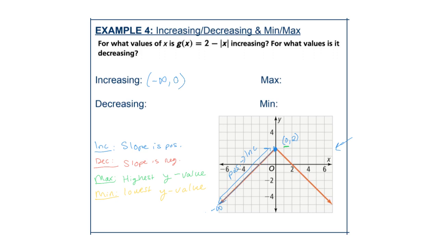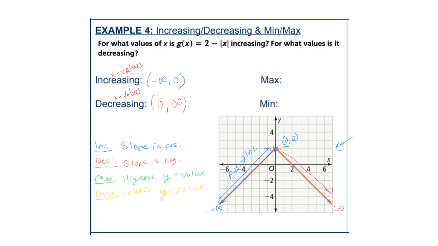Now, for decreasing, we're going to look at where the slope is negative. We can see it goes here with negative slope, and it's going all the way to positive infinity for an x value. That's where it's going to stop, but it starts where x equals 0. So our decreasing is 0 to positive infinity. Make sure you're using x values to represent increasing and decreasing.